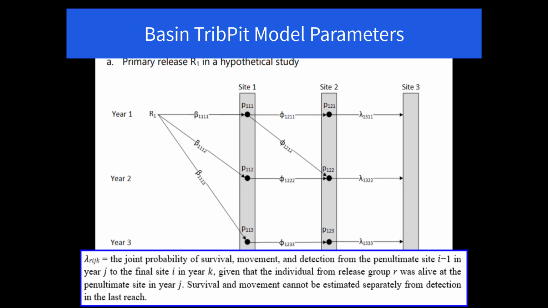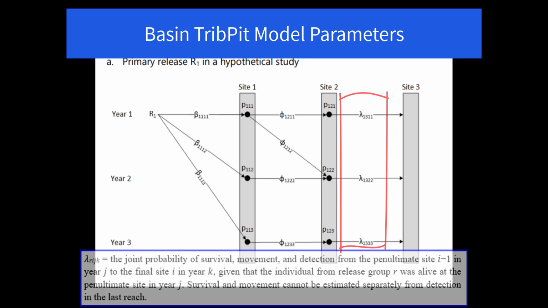Lambda_Rijk equals the joint probability of survival, movement, and detection from the penultimate site I-1 in year J to the final site I in year K, given that the individual from release group R was alive at the penultimate site in year J. You can think of each lambda parameter as the product of a phi parameter and a p parameter, where the phi parameter is the probability of survival and movement and the p parameter is the conditional probability of detection. Note that the survival and movement cannot be estimated separately from detection in the last reach.